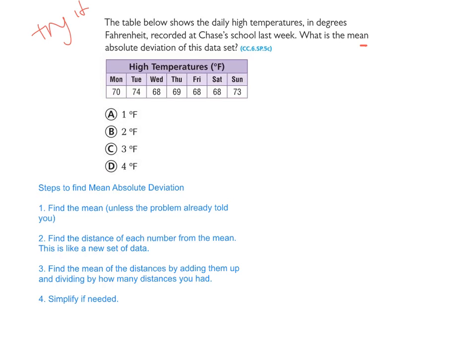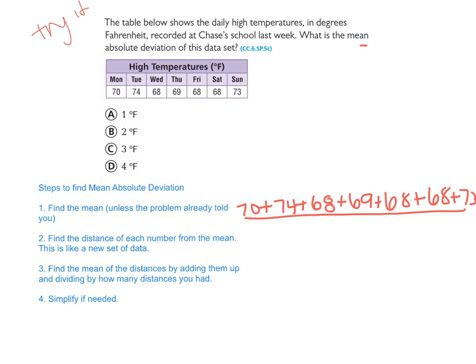I'm going to use my calculator and find the mean by adding up 70, 74, plus 68 plus 69 plus 68 plus 68 plus 73, and I'm going to divide it by 7, since there are 7 numbers. So that's going to give me the mean. I solved that and it gave me a mean of 70.